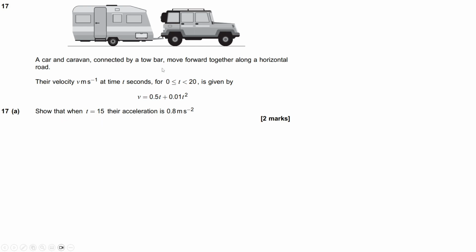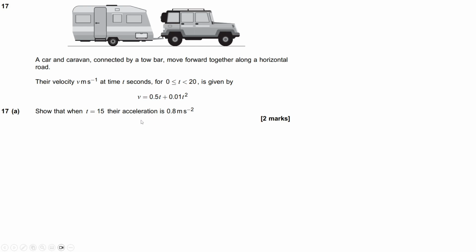Okay, first of all, let's actually read the question. We've got a car, we've got a caravan behind it. There's a tow bar here. The velocity at time t seconds is between this, and it's given by this. Show that when t equals 15, the acceleration is 0.8.